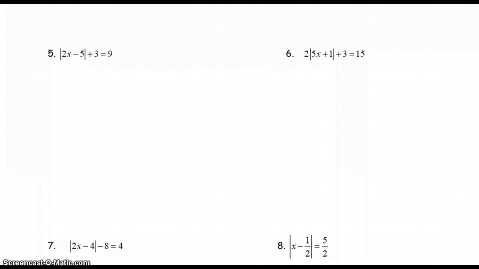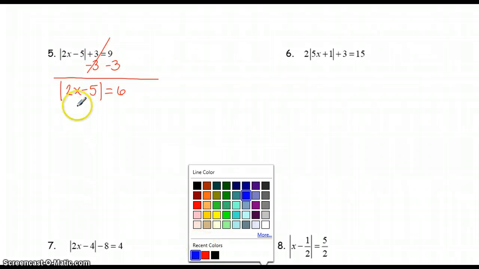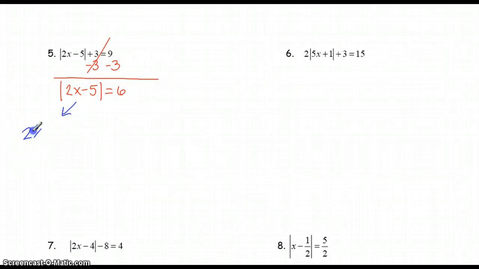Again, our absolute value is not isolated. Here's our absolute value, and we still have this plus 3 that we have to get rid of. So let's go ahead and do that. The first thing that we're going to do is subtract 3 from both sides of the equation. When we do that, we're going to be left with 2x minus 5 in absolute value bars is equal to 6. Now that the absolute value is by itself, now we can split it up into 2 problems. 2x minus 5 equals 6, and 2x minus 5 equals -6.